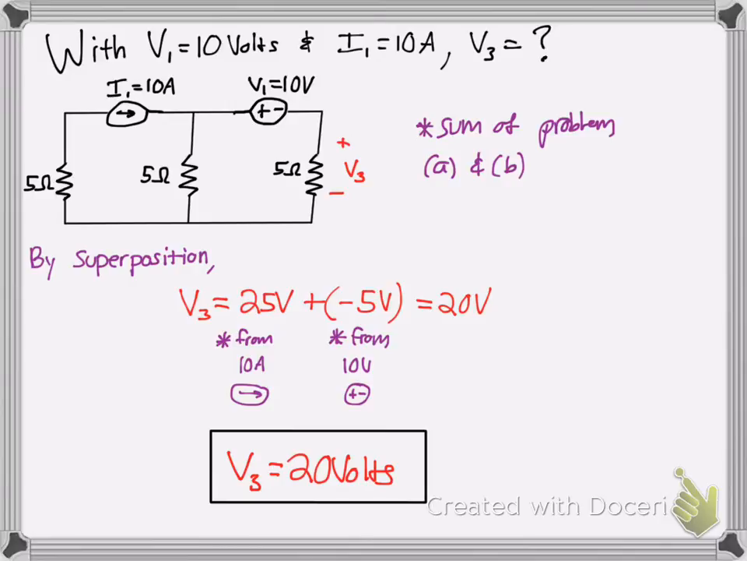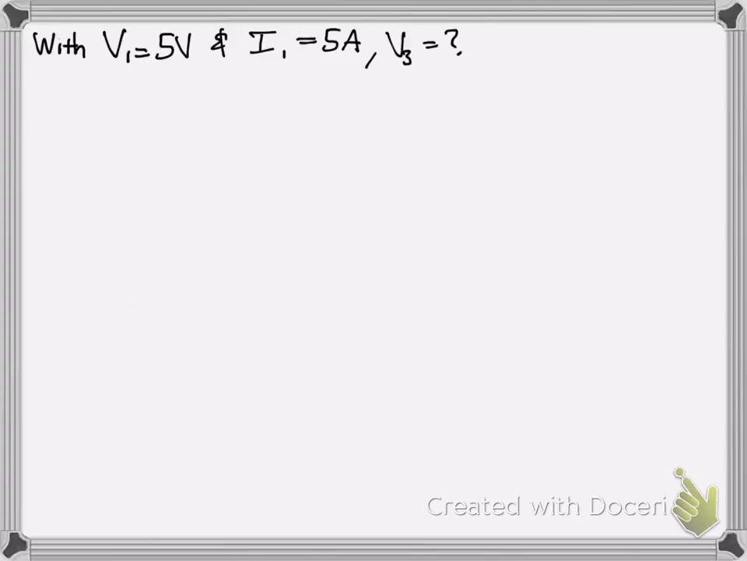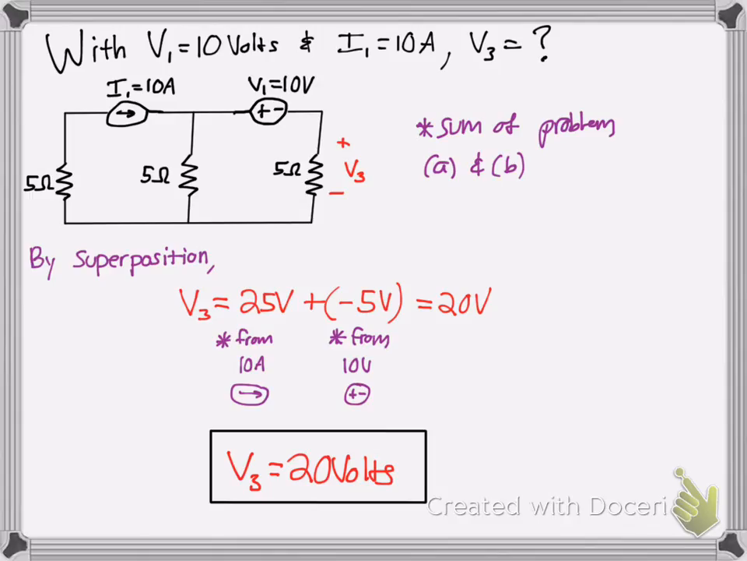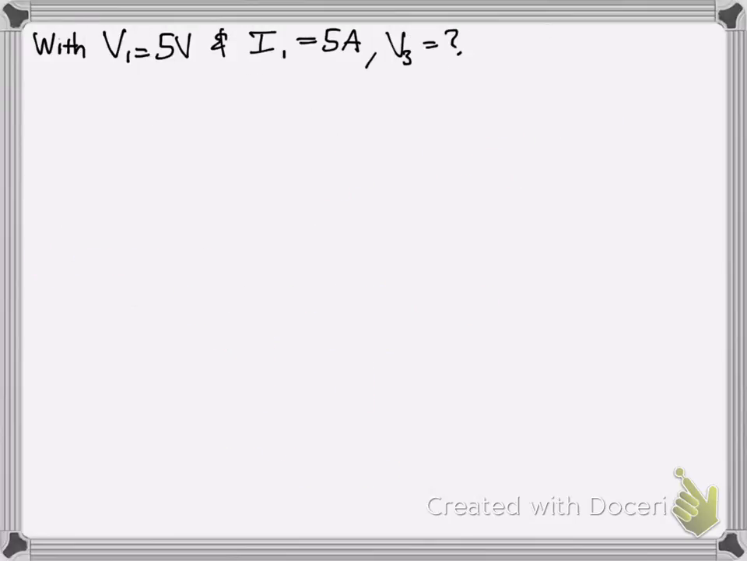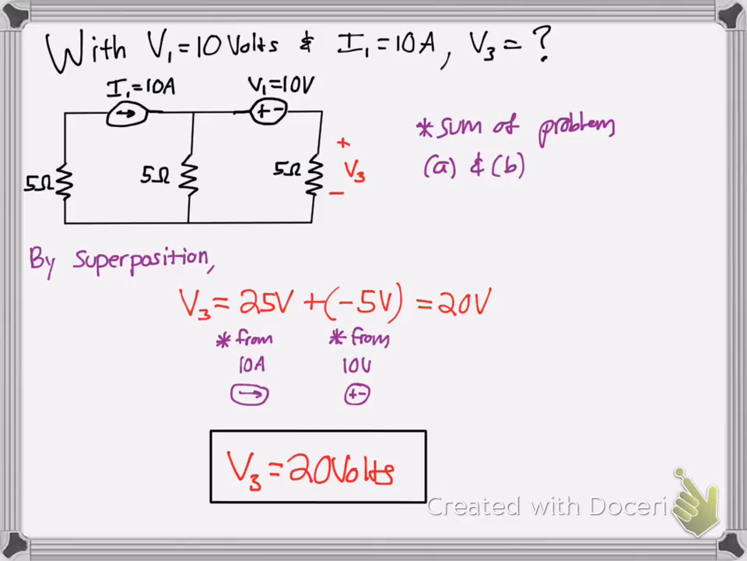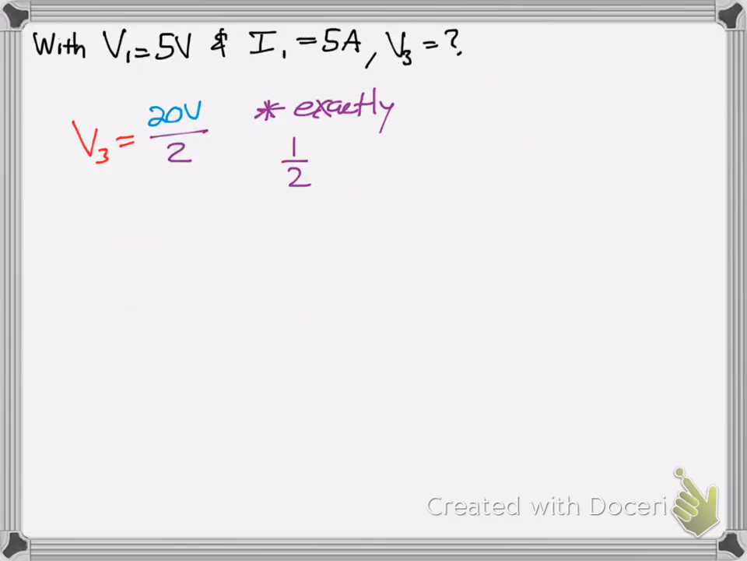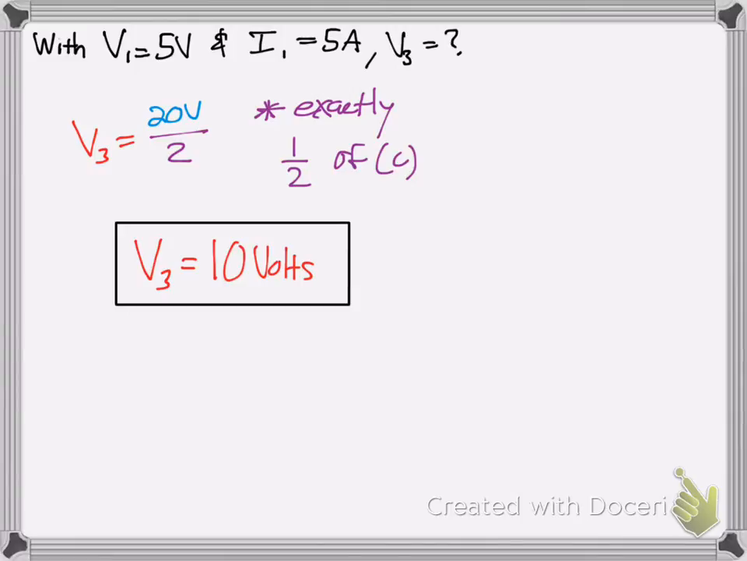This was a practice exam, so I figured it would be good to go over a quick trick instead of doing the problem over again. See if you can figure this one out. V1 is equal to 5 volts, I1 is equal to 5 amps. So it's the same setup here except half of that. Oh, well, okay. So just half of 20, which is what we got here. So 20 divided by 2, because it's exactly half of problem C, which had 10 volts and 10 amps instead of 5 volts and 5 amps. So that means the voltage is 10 volts. Boom.